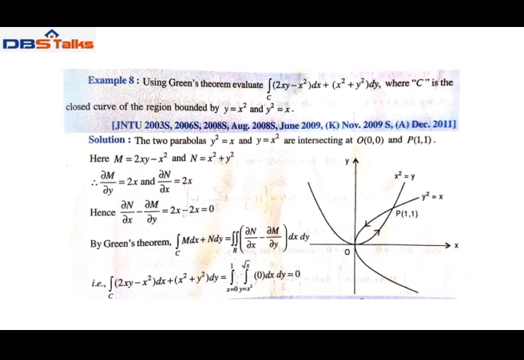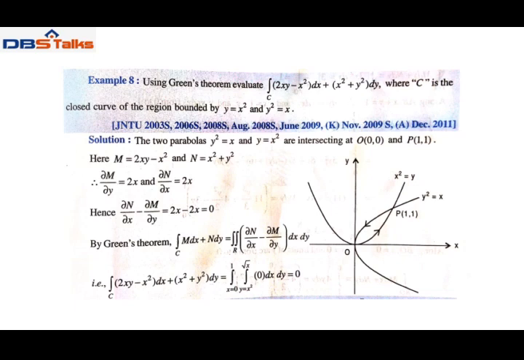By using Green's theorem, the formula is integral M dx plus N dy equal to double integral of dou N by dou x minus dou M by dou y dx dy. So that equal to integral (2xy minus x square) dx plus (x square plus y square) dy equal to double integral. We have to take the limits. X limits are 0 to 1, from the intersecting points (0, 0) to (1, 1). So we will take x limits 0 to 1, and y limits.